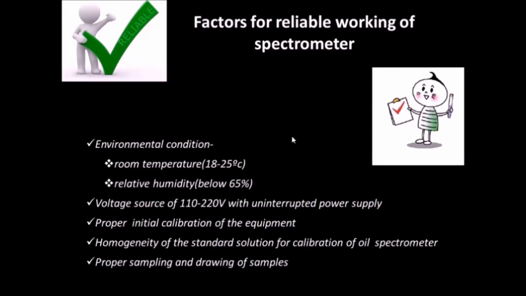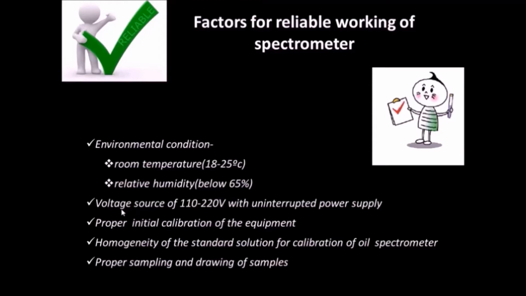Now I will describe the factors for reliable working of spectrometer. The foremost factor is the environmental condition in which the spectrometer needs to work. The room temperature should be maintained between 18 to 25 degrees Celsius, and therefore provision of air-conditioned room is a must for proper working of spectrometer. Similarly, relative humidity should be maintained below 65%.